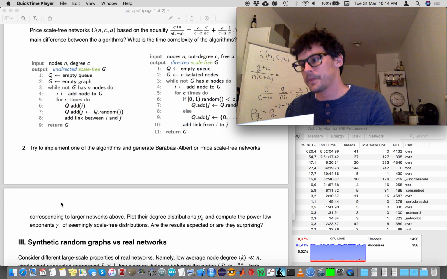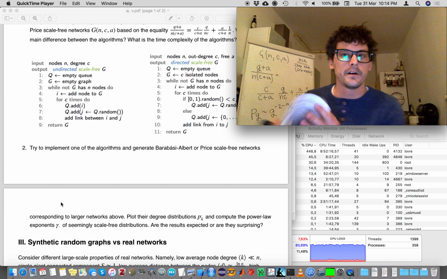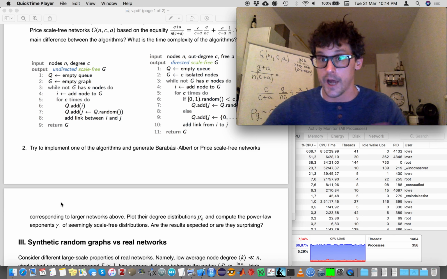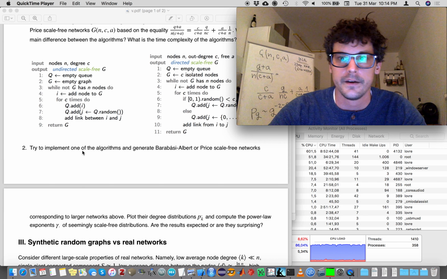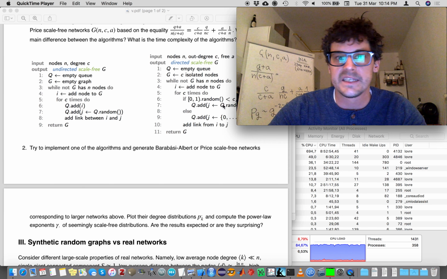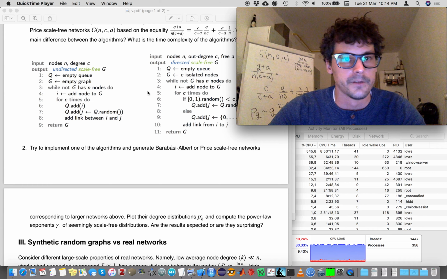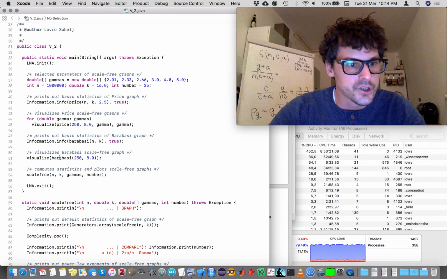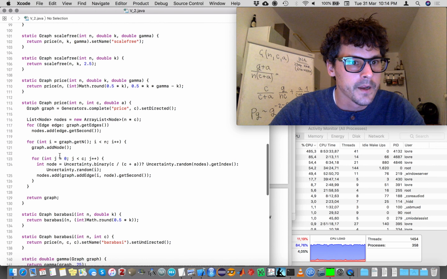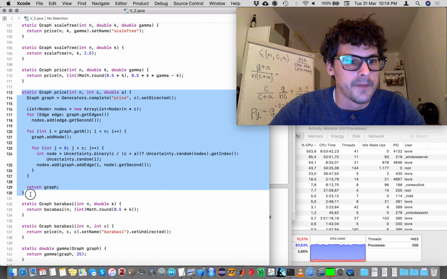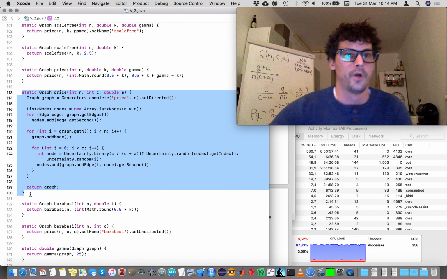If we now look at some Java code that generates these two models, let's first look at the code for the Price model. So here is the code, and here is the implementation of the Price model.